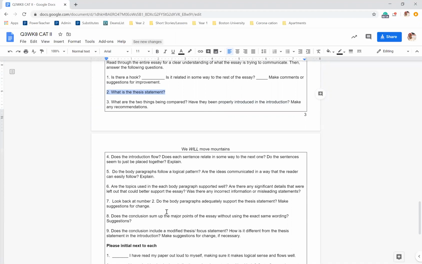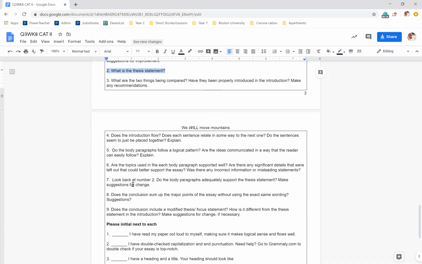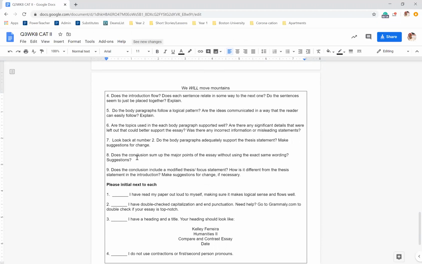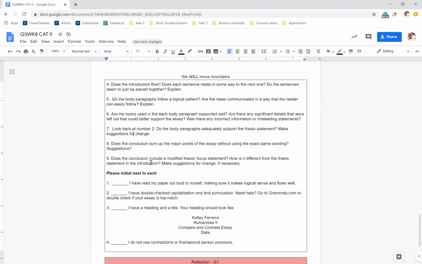Everything you write should go back to what you have written in your thesis statement. Last but not least, in your conclusion: does the conclusion sum up major points of the essay without using the exact same wording? That is always a thing. Whatever you write in your introduction paragraph should not be the exact same wording in your conclusion paragraph. Rework it. And then, does the conclusion include a modified thesis or focus statement? How is it different from the thesis statement in the introduction? Make suggestions for change if necessary.